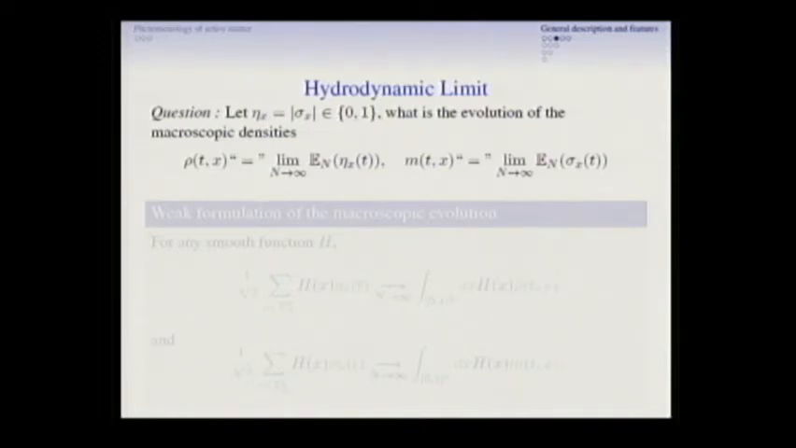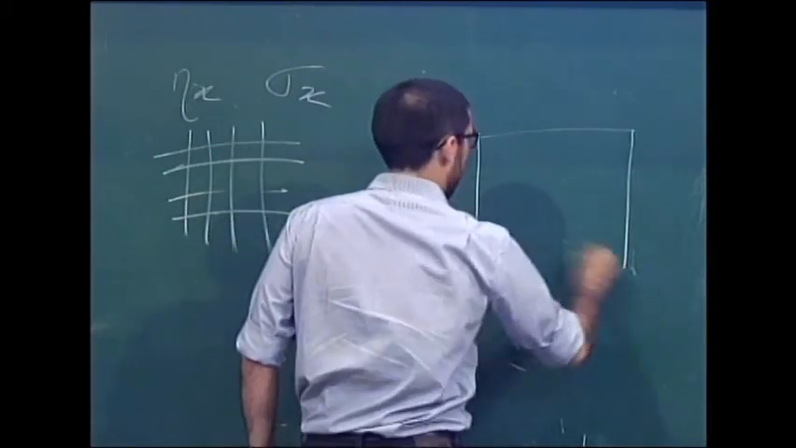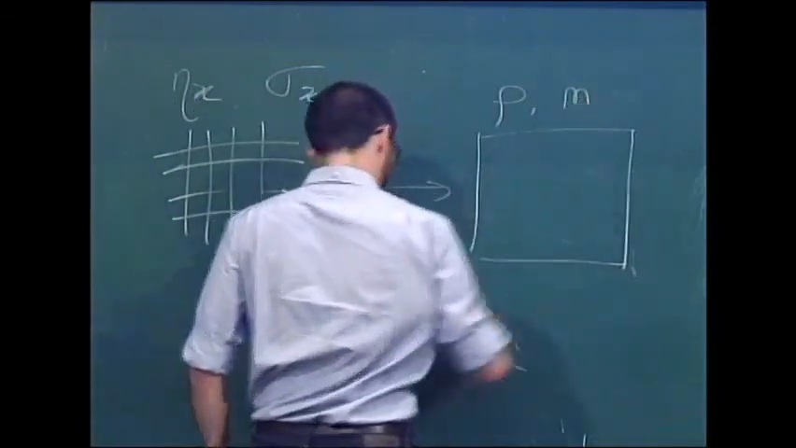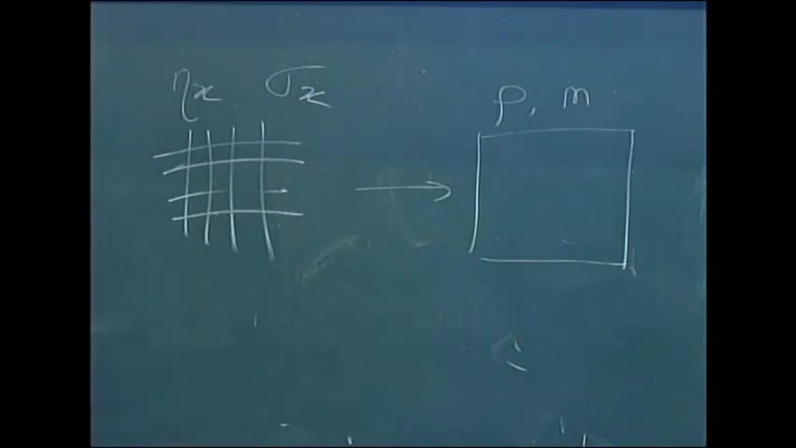So of course, there's a scam here. There's a scam because η_x and ρ and m are not really going to live on the same space. Here, η_x and σ_x live on the grid, whereas we want our functions ρ and m to live in the continuous domain. So here you have a scaling limit, which I'm going to need to make sense of. And actually, a nice way to do that is through a weak formulation of the macroscopic evolution.